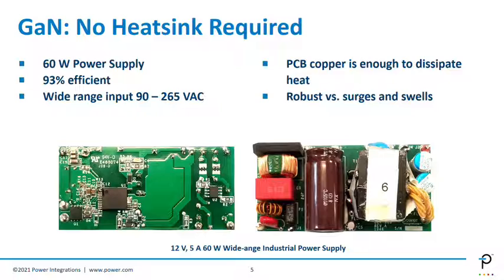Not only do you see an increase in efficiency and reduction or elimination of the heat sink, but it's also more robust than silicon because GaN doesn't have the sharp avalanche that you see in silicon MOSFETs, so they're robust against surges and swells.